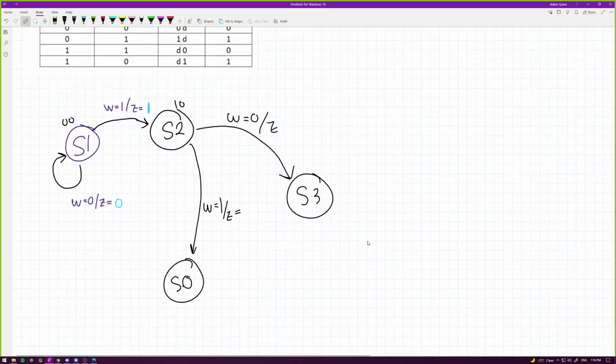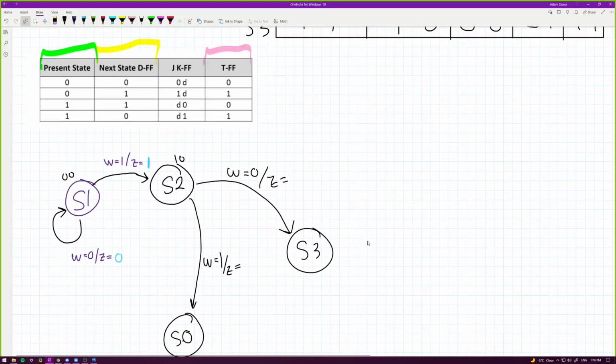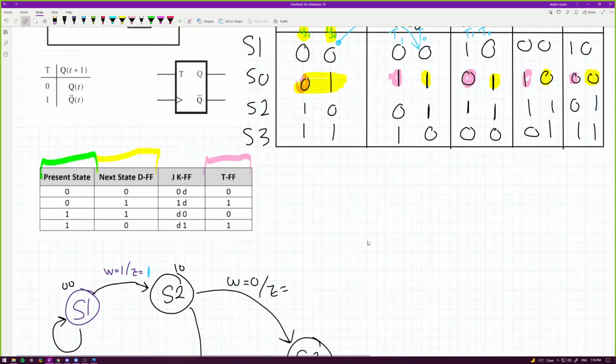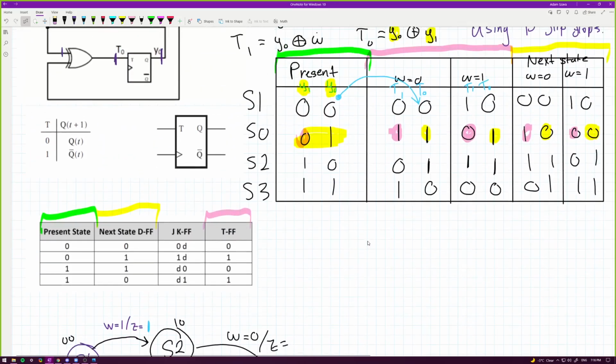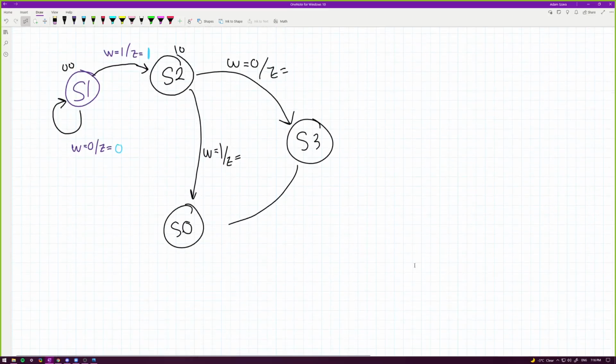Okay, and then from here we have Z. Well, Z we don't know. Okay, so then let's look at our S3 now. If you're in S3 and W is equal to 0, you're going to go to S0. So W is equal to 0, you're going to go there.